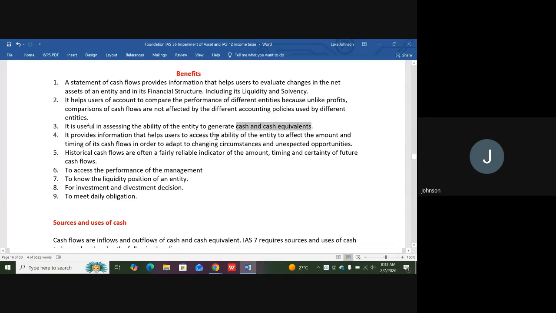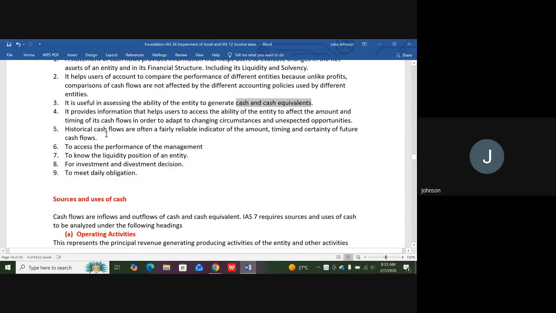I want to beg us, let's make sure we don't miss out on any of these IAS 7 lectures, because it's a very important lecture. It's not only important for us to pass the exam, it's also important for us to know it for the sake of work and practice, right?